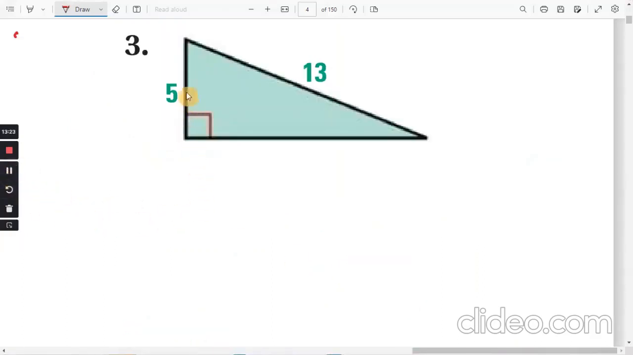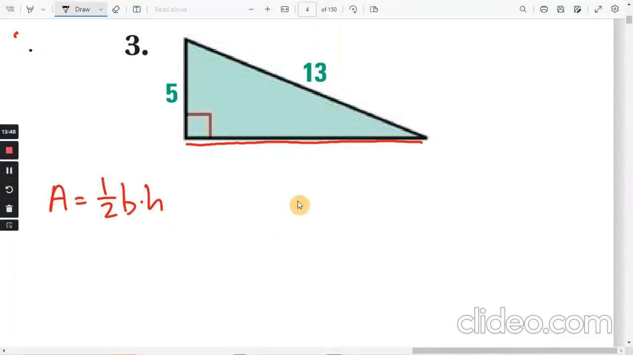Okay, please pause and try number 3, and I'll give you a hint. You first need to use the Pythagorean theorem to find this side length right here. All right, so use that first. And then the area for a triangle is going to be 1/2 base times height.